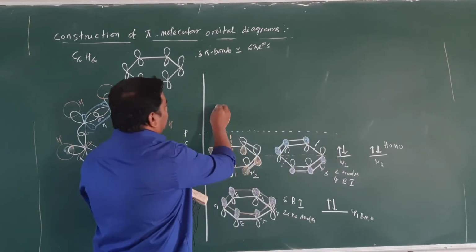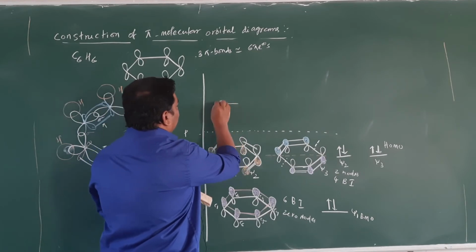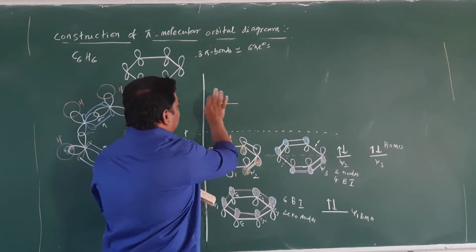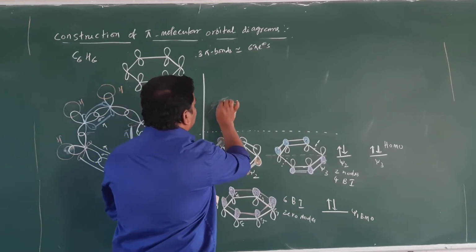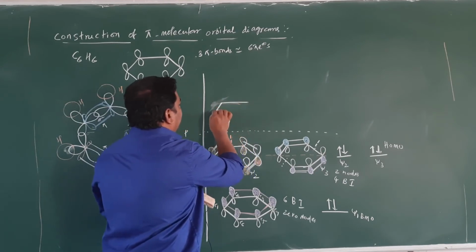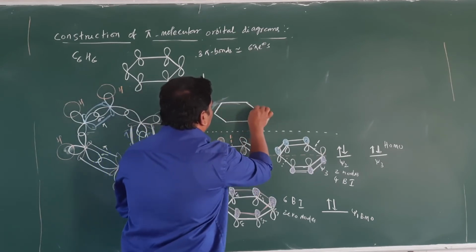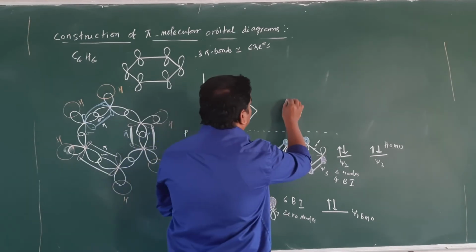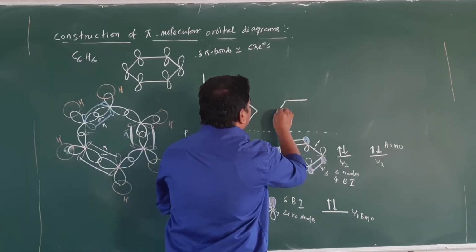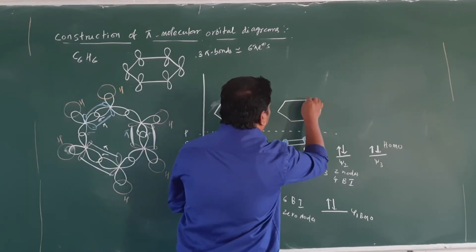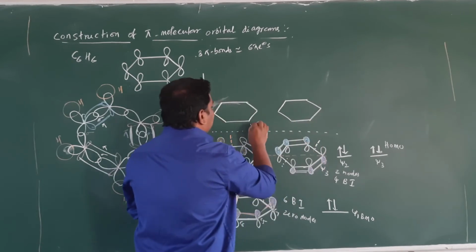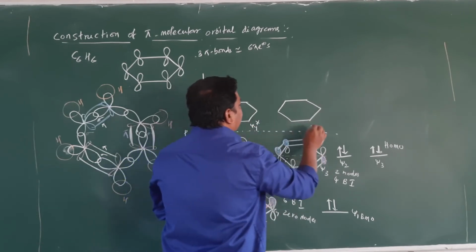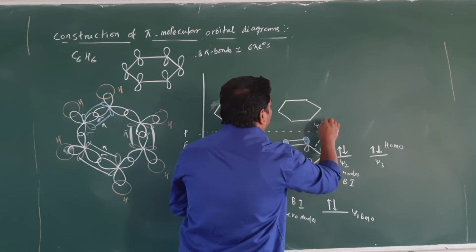Then the next level is here, this is also an equal energy level, students. So this is psi4 and psi5. This is the psi4 molecular orbital picture, students. This is the anti-bonding molecular orbital, students. So this is psi star 4 and this is psi star 5, students.